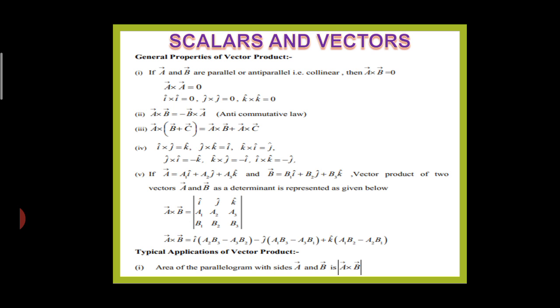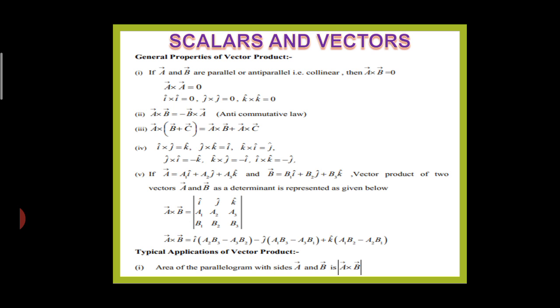Third one is A cross (B plus C), which is equal to A cross B plus A cross C. Fourth one is I cross J equals K, J cross K equals I, K cross I equals J, while J cross I is equal to minus K, K cross J is equal to minus I and I cross K equals minus J.